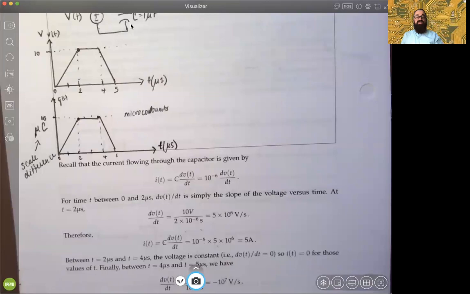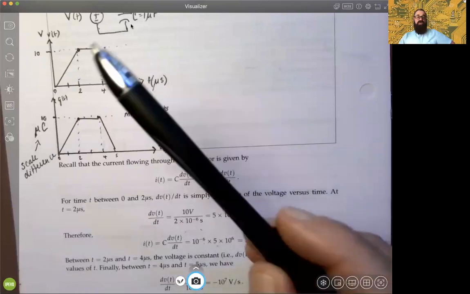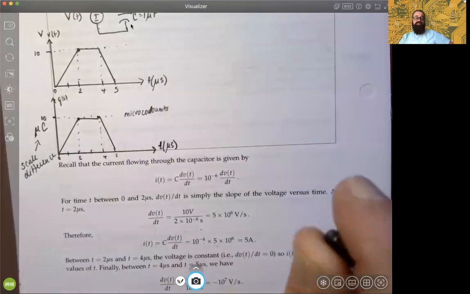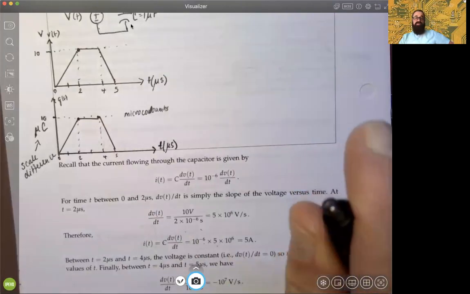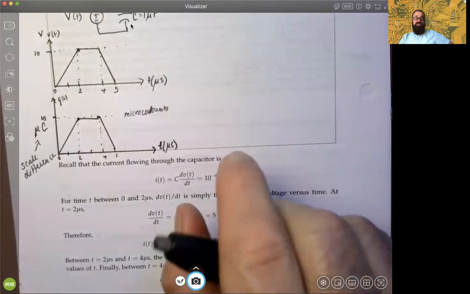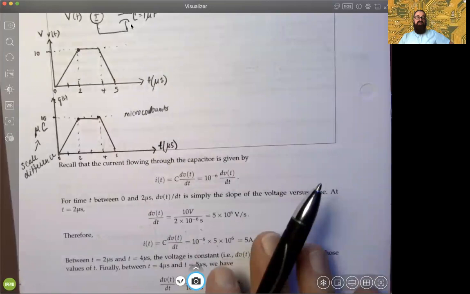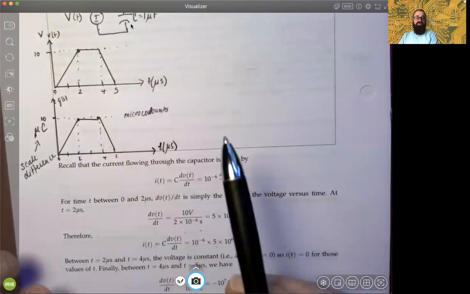So that tells us that from time 0 to 2, you are generating 5 amps through the capacitance. It's constant, but it's generated consistently in that time segment. Then what happens between 2 and 4?